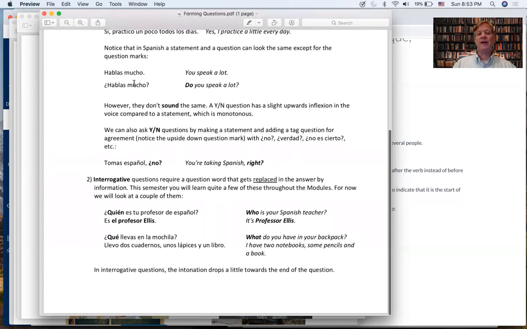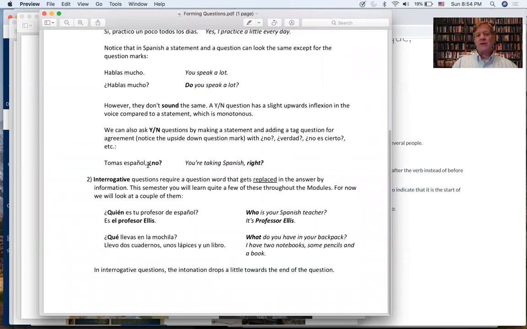So you can hear that intonation, that inflection, since we don't hear question marks, right? Question marks are visual markers for the reader. What we hear is inflection or tone. So the spoken equivalent of these question marks is that change in intonation, that rising at the end. Hablas mucho. Hablas mucho.